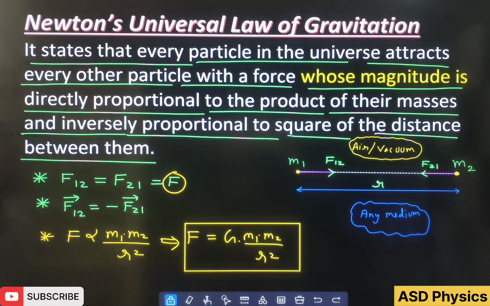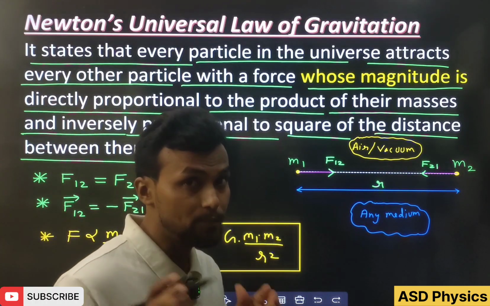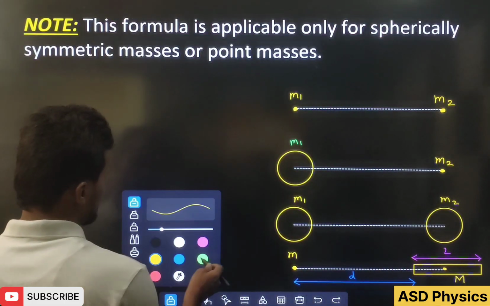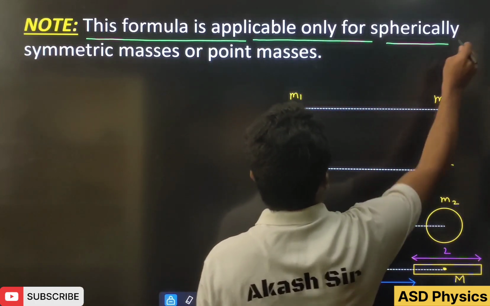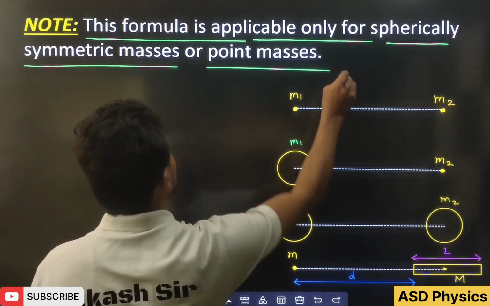Kindly see very well the formula is F equal to G m1 m2 by r square. As of now we have taken for the point masses. Okay, after that let's see next one under the note, very important point is there. Kindly see here, this formula is applicable only for spherically symmetric masses or point masses.